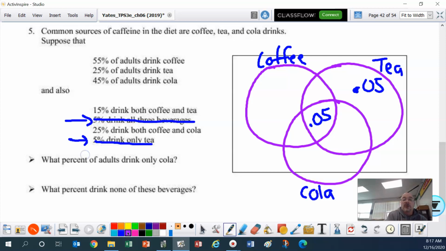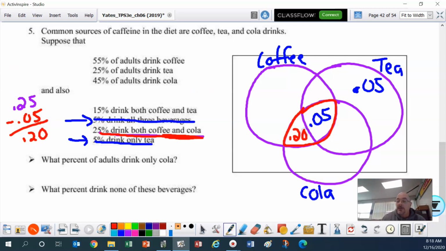Let's think through this. 25% drink both coffee and cola. Well, you'll notice that the 0.05 is already in that part. Let me do this one in red so you can see what I mean. See this part? That's the coffee and the cola. The 0.05 is already in there. So what I have to do is take that out, ladies and gentlemen, which gives me 0.20. So that's going to go here. Okay, hopefully you can see that. So that one's done.